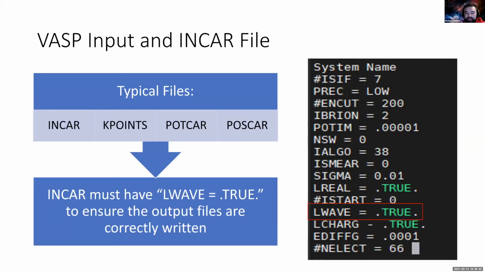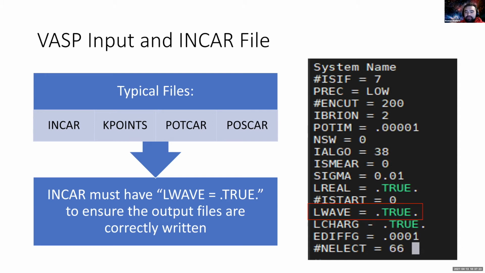So in order to calculate these things with VASP, you're going to need your typical VASP input files. You need your INCAR, your KPOINTS, your POTCAR, and POSCAR, and those should all be different depending on what system you're using and how accurate you want that system. Typically you can change things like your precision in your INCAR file from low to high in order to increase your precision. But one of the many things you need to make sure of in your INCAR file is that you have LWAVE equal true in order to get correct output files.